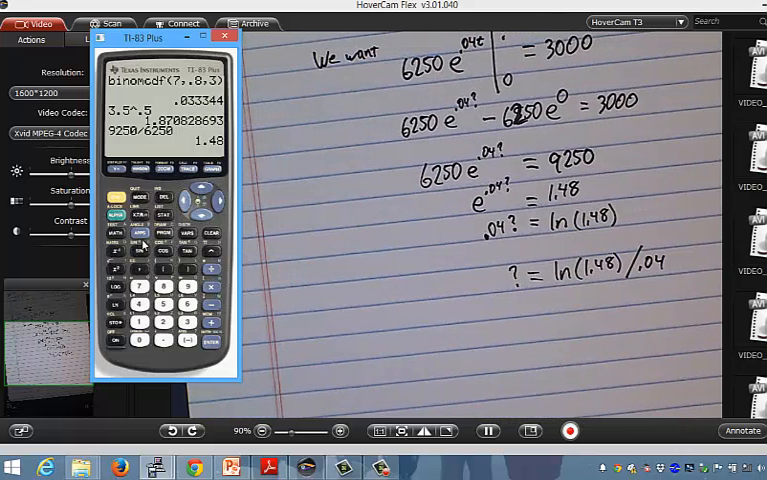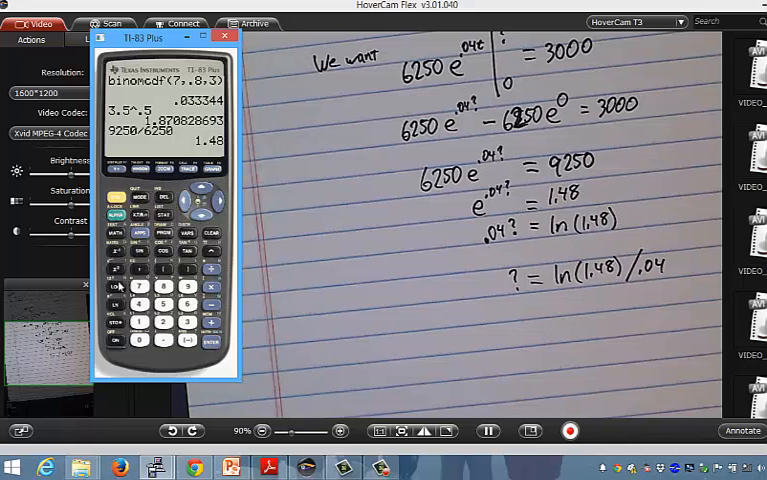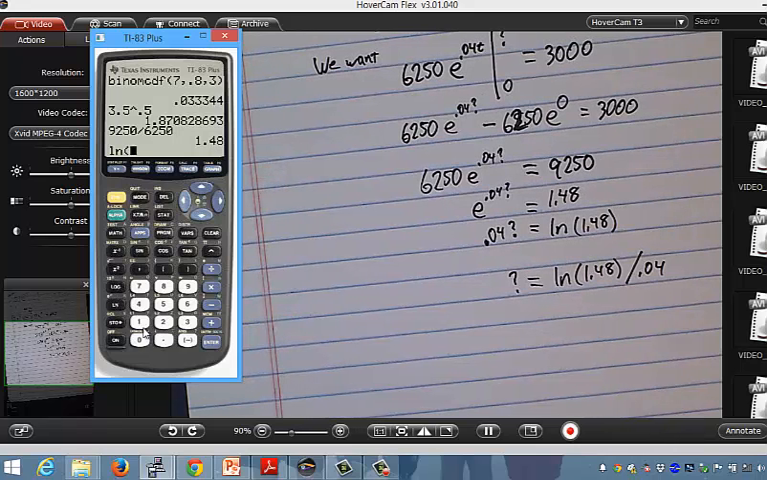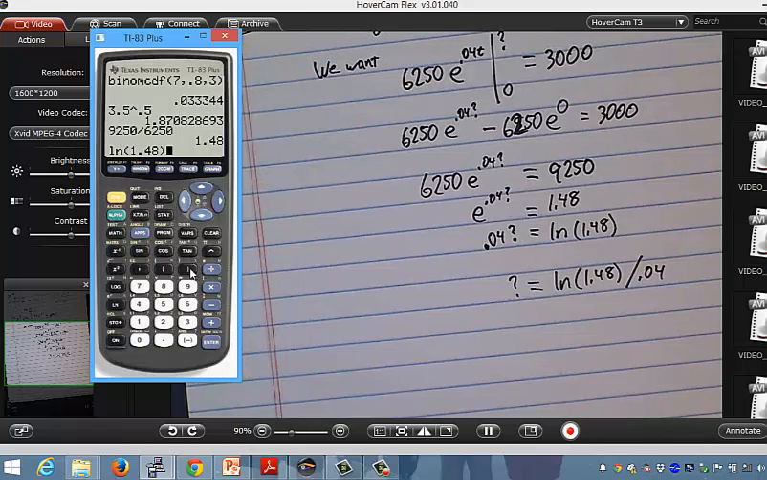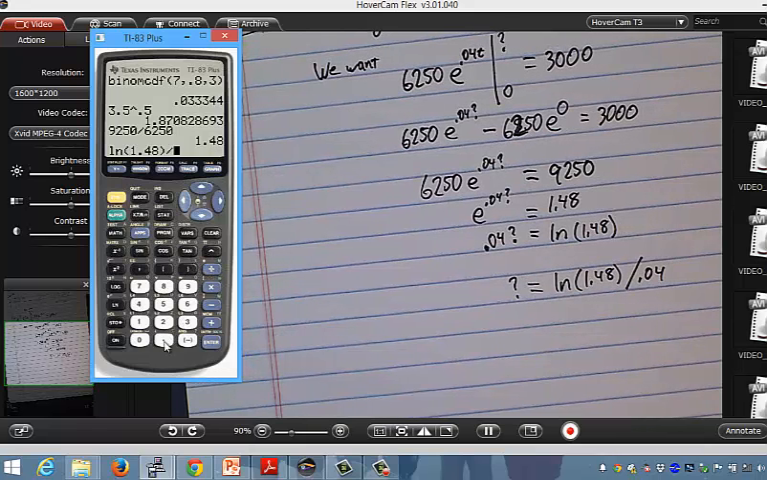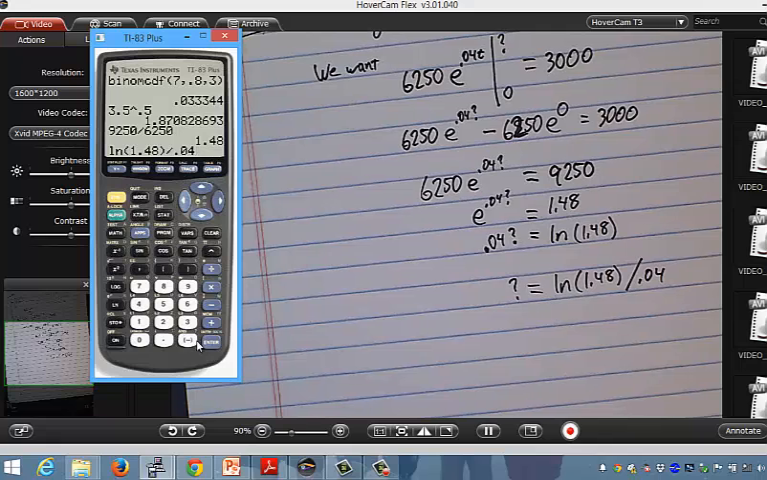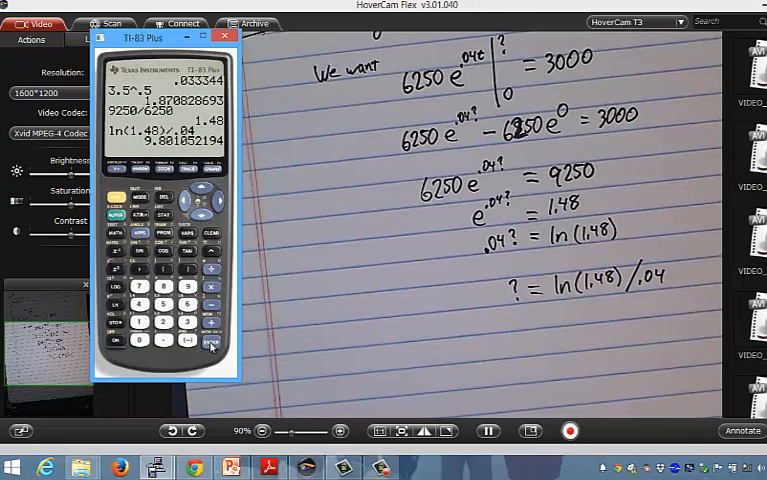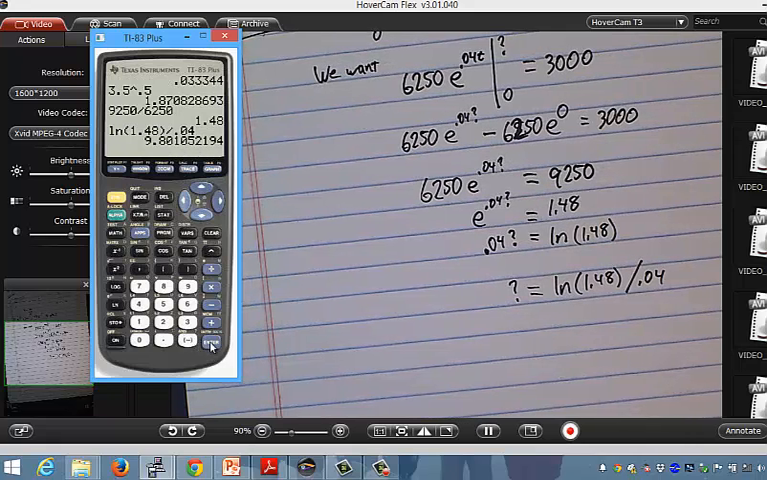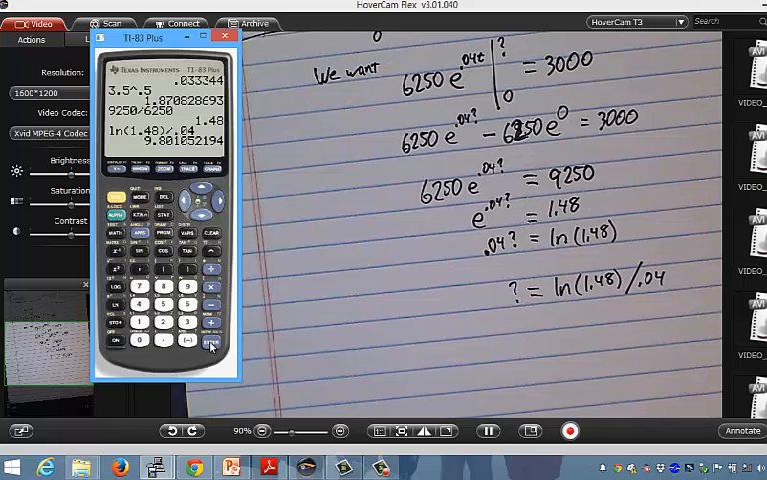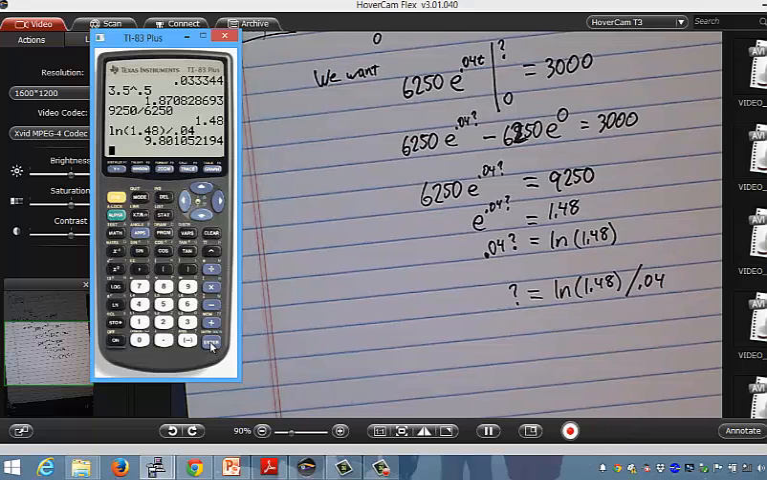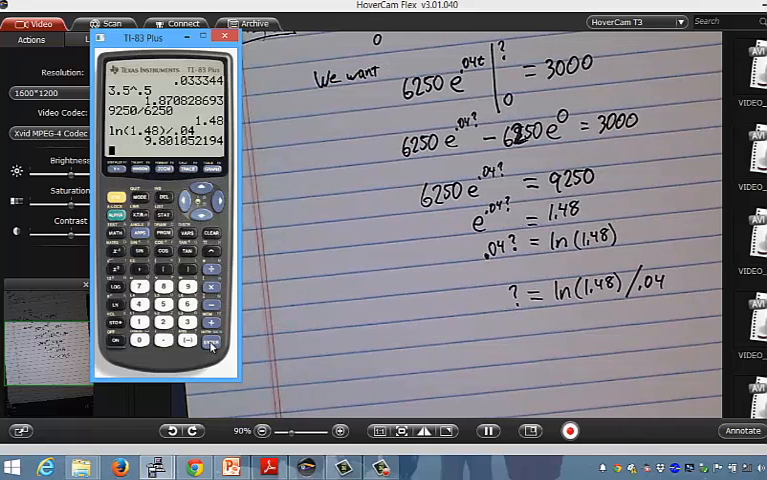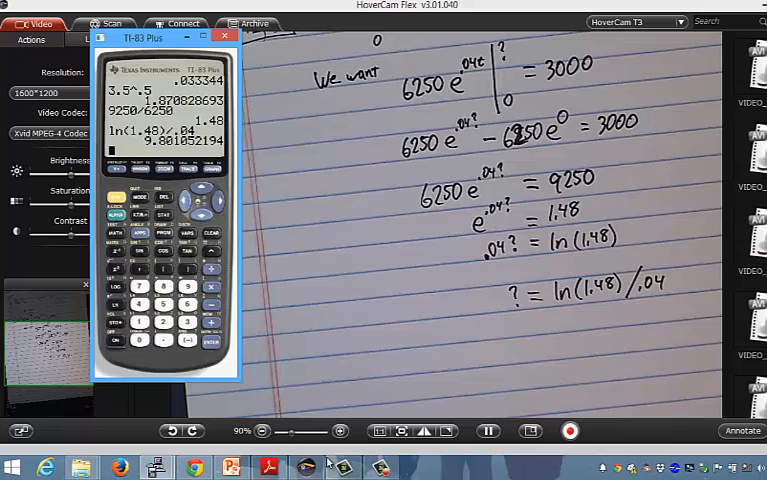So if I take the natural log of 1.48, close parentheses, and then divide by my 0.04, I really do get 9.8, just like they got. Guys follow? So again, in 10 years, this town's going to be no good anymore. That's what we're saying.